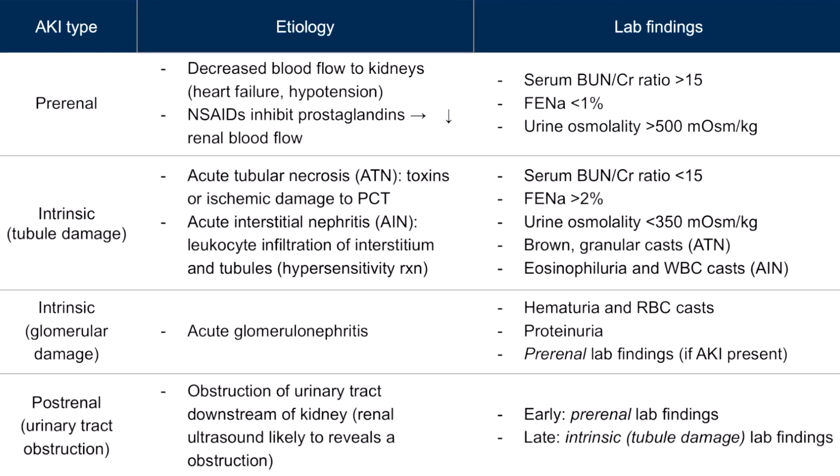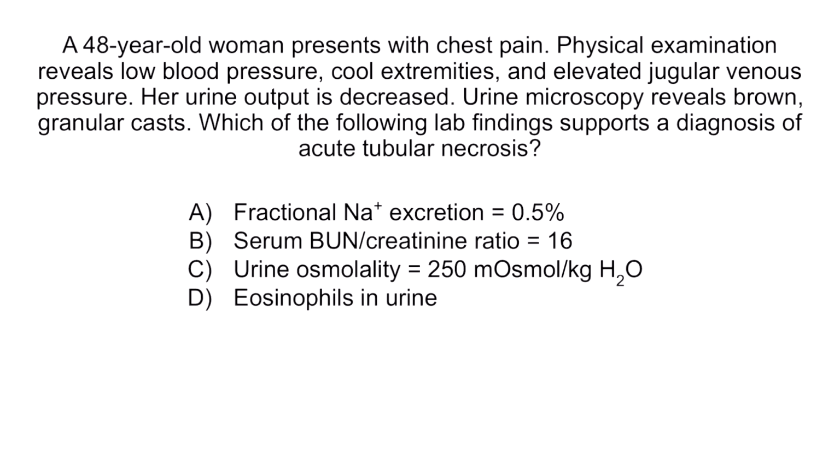Now that we've covered all the information, let's review with a question. A 48-year-old woman presents with chest pain. Physical examination reveals low blood pressure, cool extremities, and elevated jugular venous pressure. Her urine output is decreased. Urine microscopy reveals brown granular casts. Which of the following lab findings supports a diagnosis of acute tubular necrosis?